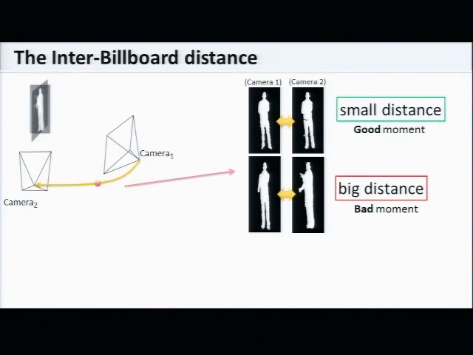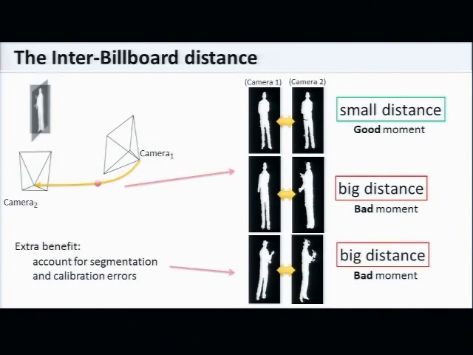And we did this by using this inter-billboard distance. The best moment to make a transition is where the silhouette seen by the observer at the moment of the switch looks similar. The more similar they are, the less artifact you will see. Obviously, here they're similar. Here is a bad moment to make a transition. And this has the extra benefit that since our segmentation and calibration process is not perfect, this takes that into account, because in that case there will be a big distance, and so a bad moment to make a transition.